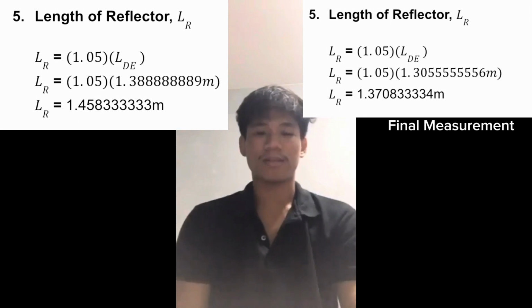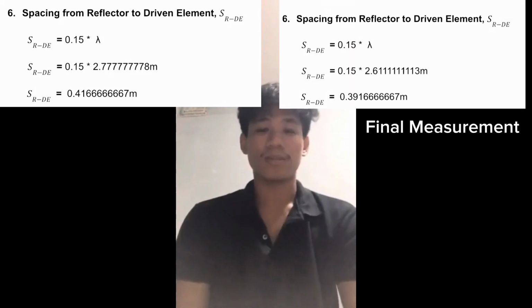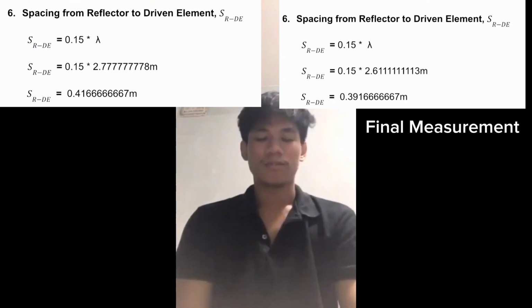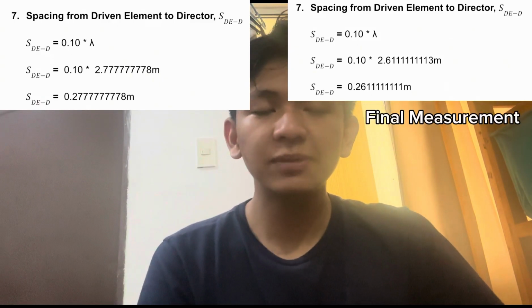So the answer is 1.45833333 meters. And to find the spacing from reflector to driven element, we need to multiply 0.15 times the lambda, which is 0.15 times 2.77777778 meters, and the answer is 0.416666667 meters.